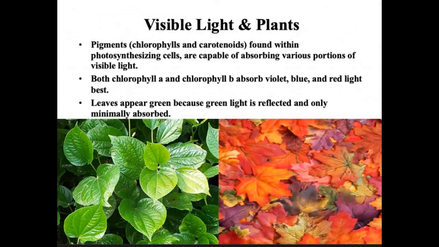There's two pigments inside most plant cells that perform photosynthesis. Chlorophyll is the one that's green. Carotenoids are the other pigments that are orange, purple, and yellow. And those carotenoid pigments you would see in the fall when the temperature drops as the chlorophyll degrades inside plants.